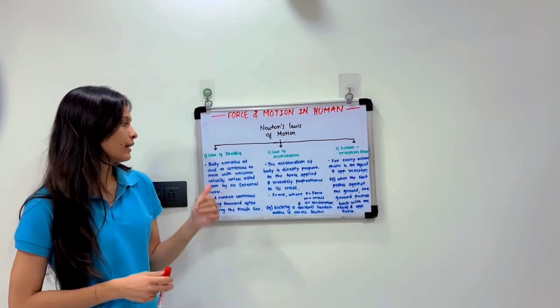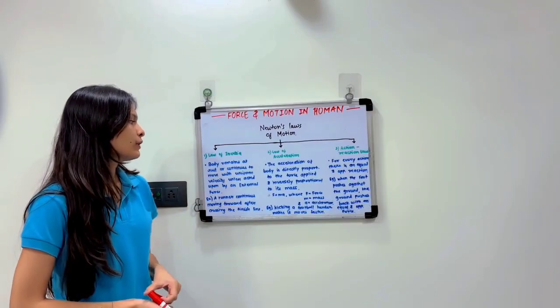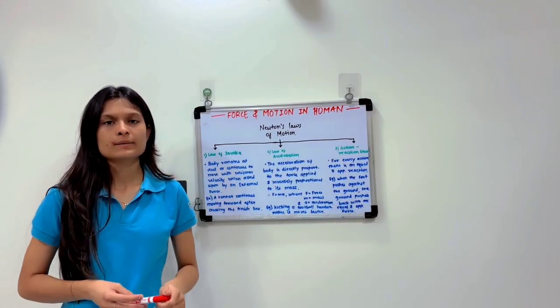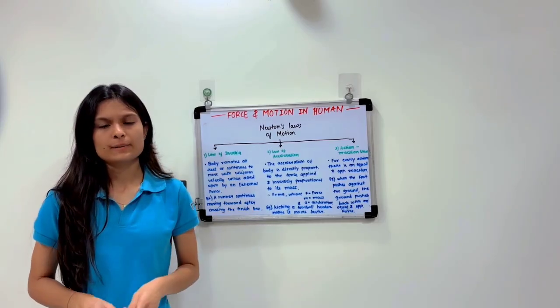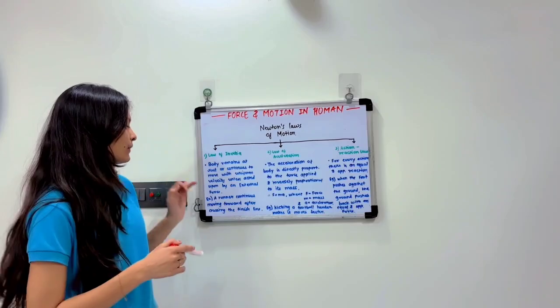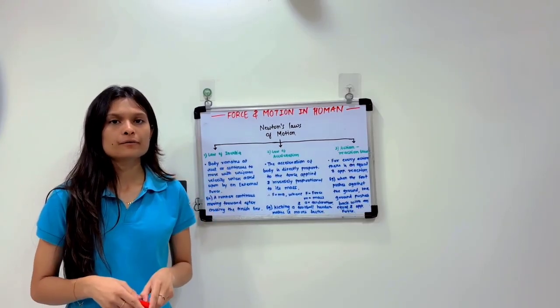First, law of inertia. It means a body remains at rest or continues to move with a uniform velocity unless acted upon by an external force. The purpose of it is to explain how the body maintains its position at a state of rest or in motion. For example, a runner continues to move forward after crossing the finish line.